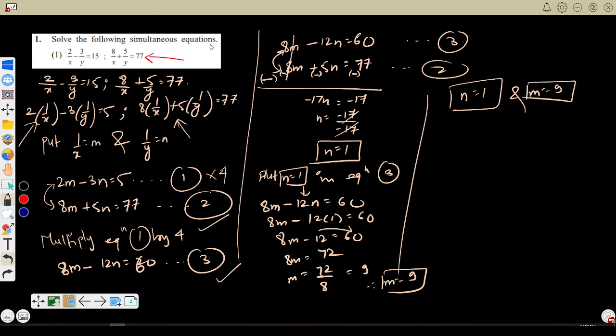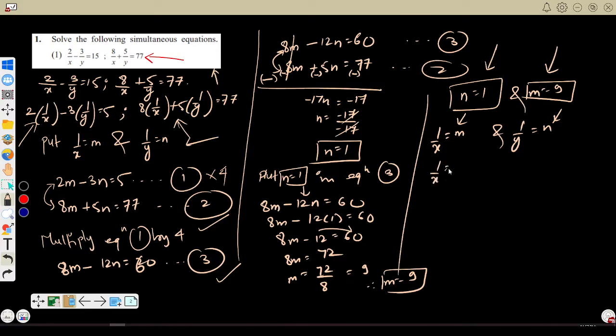But if you read the question once again, the equations that were given to you were having two variables x and y. We have the value of variable m and n. So we need to find the values of x and y. So if you observe this, look at this statement. We have already written, let 1 upon x be m and 1 upon y be n. So what we will do is, in this equation we will put the values of n and m.